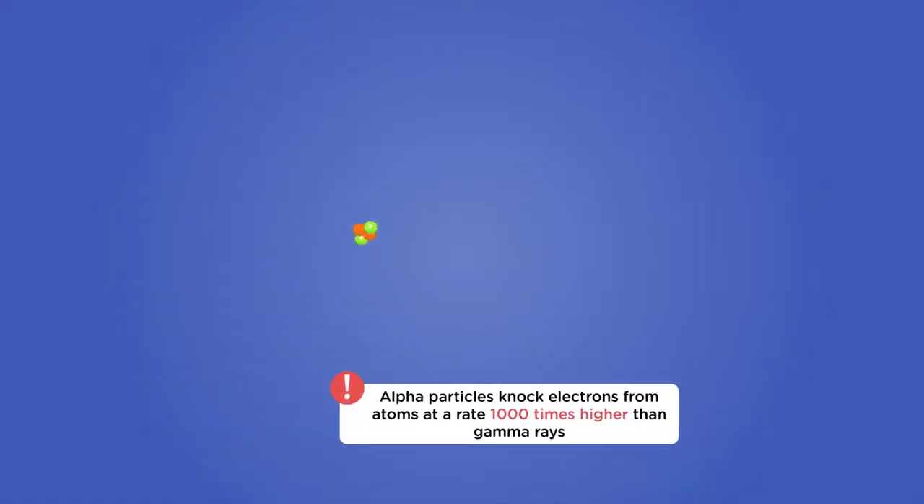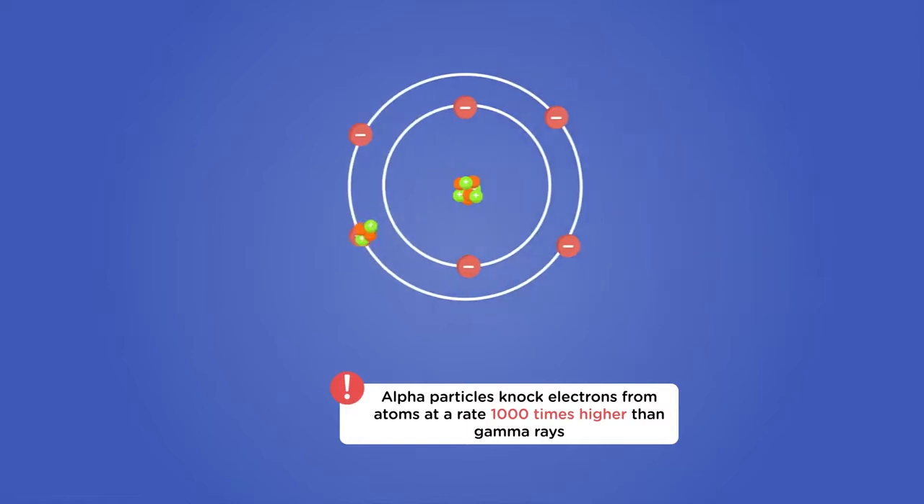Alpha particles are highly ionizing. They knock electrons from atoms at a rate 1,000 times higher than gamma rays. This is because they are more massive than a photon of electromagnetic radiation. They are therefore the most destructive form of ionizing radiation.